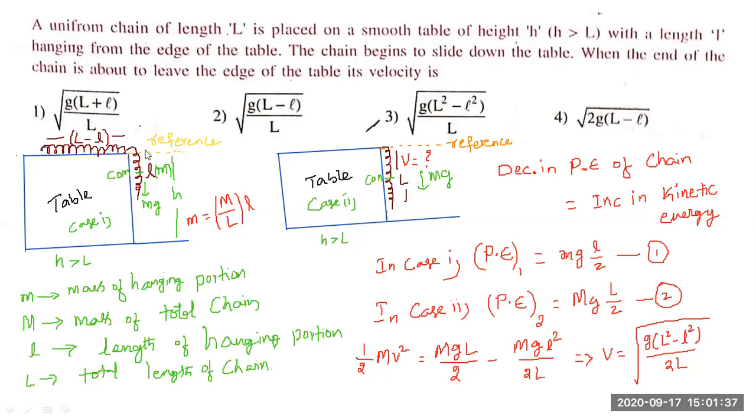Okay, like this. And after that, the chain begins to slide down the table. From this instant, the chain started sliding down the table. This complete chain started sliding down the table. When the end of the chain is about to leave the edge of the table, its velocity is... Means, listen guys, this is the first case, and in the second case, the chain continuously keeps coming down, and at this instant, when this edge is reached over here, we need to find out the velocity.